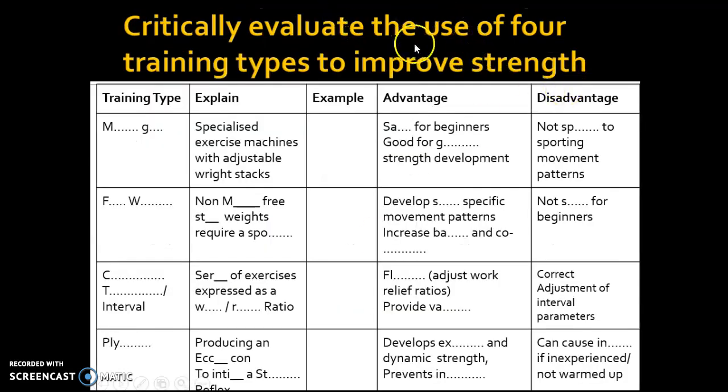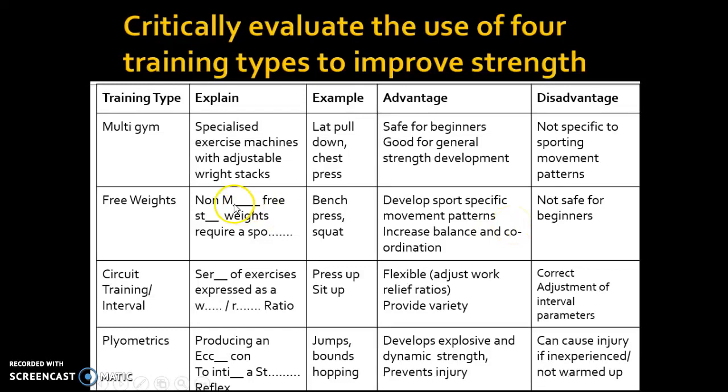Going on then, critically evaluate the use of 4 training types to improve strength. These are the training types. What I'd ask you to do is pause it now, read the explanation or the description of the training type, and see if you can put onto here, what type is it? Can you give an example? Okay, and then you fill in these bits here, and I'll go through those quickly now. So multi-gym then, okay, specialised exercise machines, and they have adjustable weight stacks.